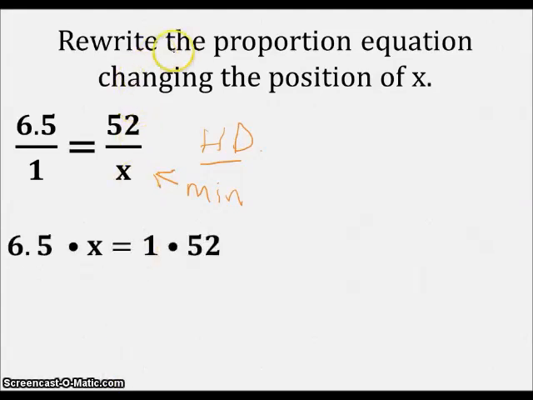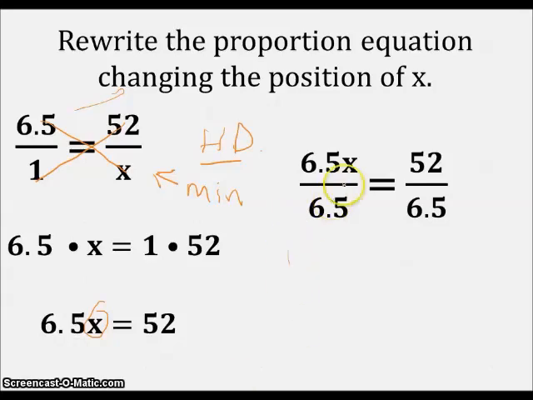So if we cross multiply this, we would get 6.5 times x, 52 times 1. We get something that looks like this. Well, how do I get this x by itself? See, I need to get rid of this 6.5. Well, because we're multiplying 6.5 times x, we need to divide. We need to use the inverse operation. When we divide, that 6.5 divided by 6.5 is going to go away because that equals 1, and 1 times x is just x. Well, 52 divided by 6.5 is 8.